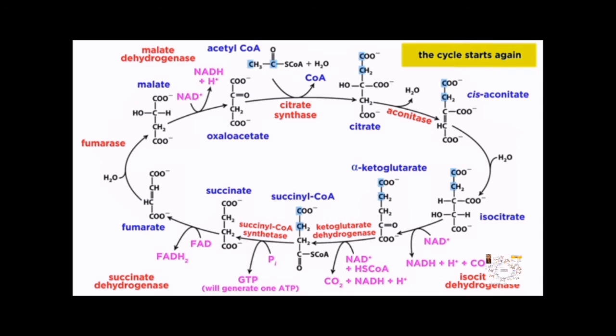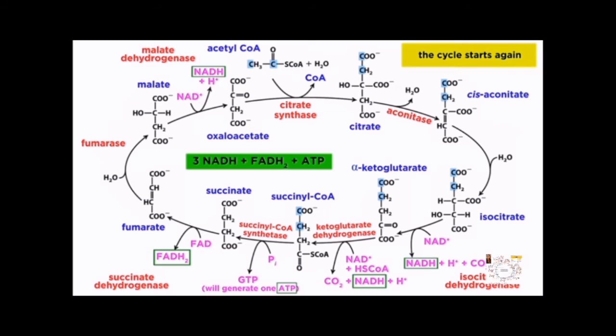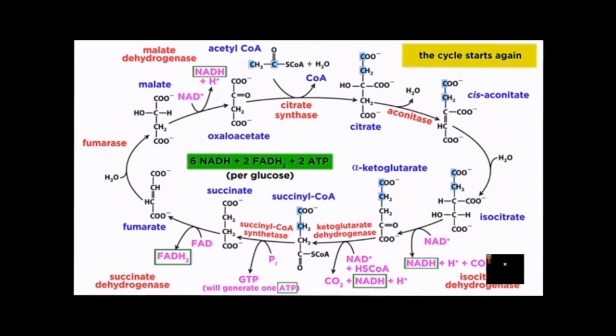Overall, every acetyl-CoA that enters this cycle will produce 3 NADH, 1 FADH2, and 1 ATP. Since 1 glucose will produce 2 pyruvate in glycolysis and therefore 2 acetyl-CoA, we can double these numbers to get the amount per glucose molecule.